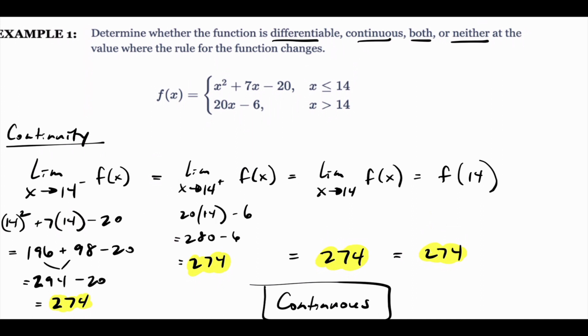Now we have to check differentiable. So when I check differentiability, I'm only going to check at 14 again because quadratics, there's no problem with that. They don't have any corners. Quadratics are just parabolas. So that's fine there. And lines, they don't have any corners because they're just lines. So I'm not worried about anything other than 14. So the only place I'm going to check is 14 for differentiability.